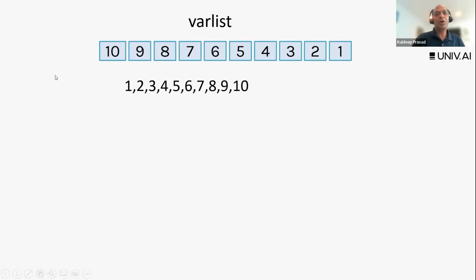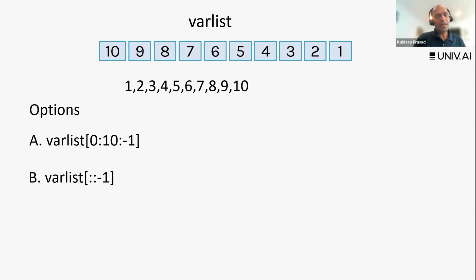We have a list called where list, and the elements of the where list are 10, 9, 8, 7, 6, 5, 4, 3, 2, 1. And what you want to do is create an output which is 1, 2, 3, 4, 5, 6, 7, 8, 9, 10, right? And your options are options A, B, C, or D?